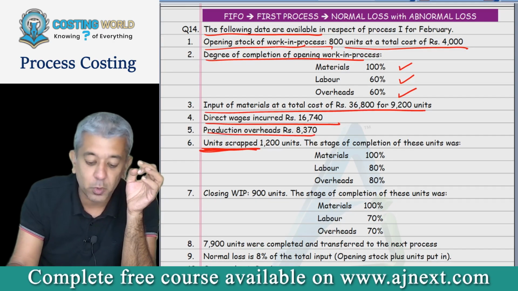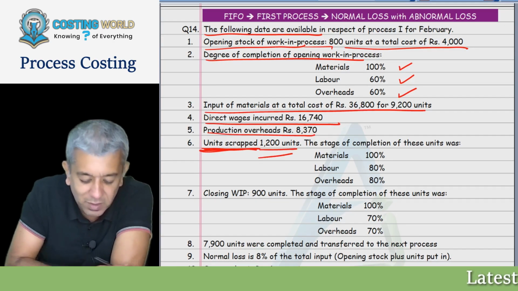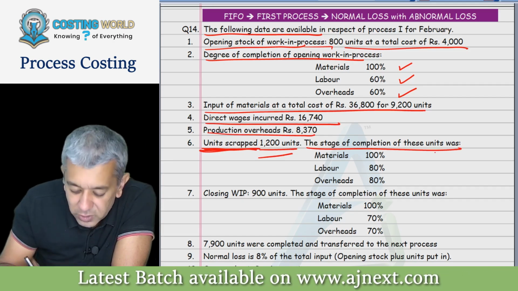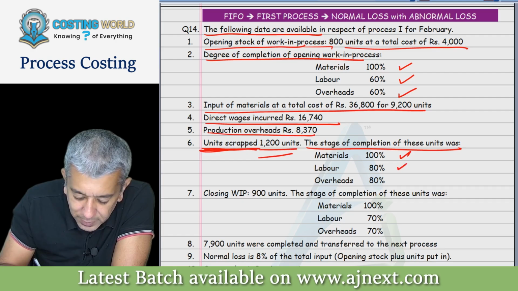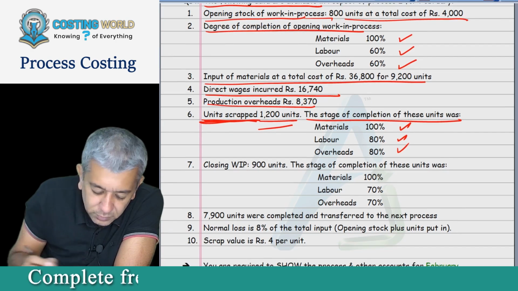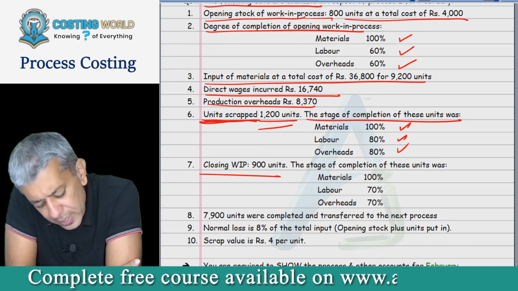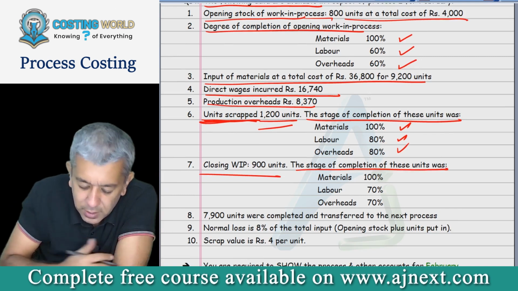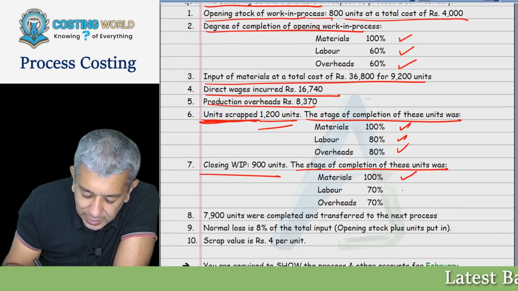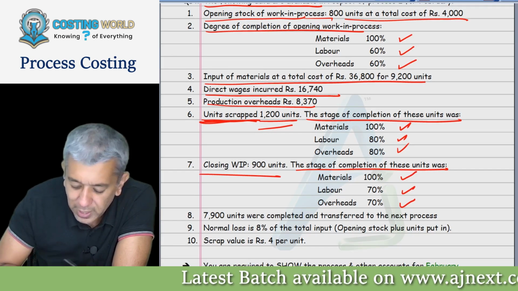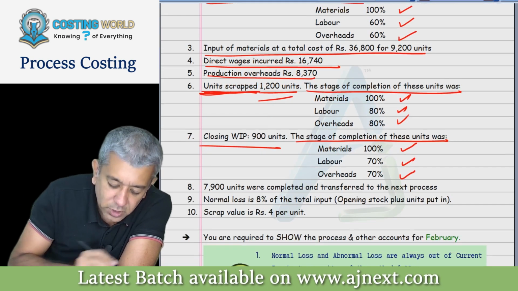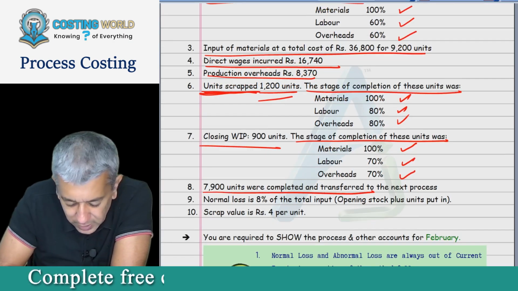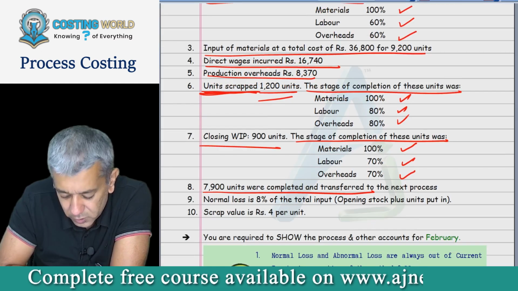So units scrapped in this particular case is 1200. The stage of completion of these units were as follows: material 100, labor 80, overheads 80. Closing WIP 900 units. The stage of completion of these units are materials 100, labor 70 and overhead 70%. So this was closing WIP. Now see, 7,900 units were completed and transferred to the next process.